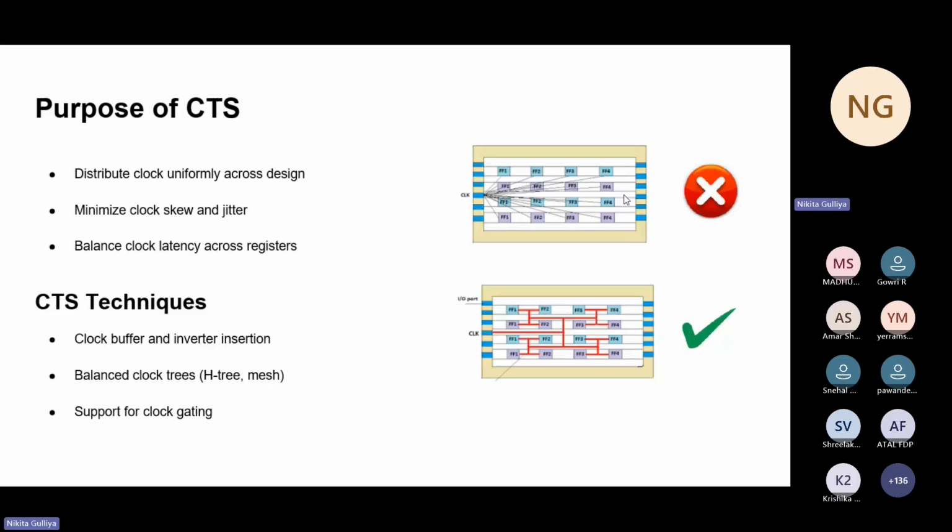So it has some techniques also to achieve that. The CTS uses techniques such as clock buffer and inverter insertion. Also, balanced clock structures such as H-tree or clock meshes are commonly used to distribute the clock evenly. CTS also supports clock gating, which helps reduce power consumption as it disables the clock where the clock is not needed.